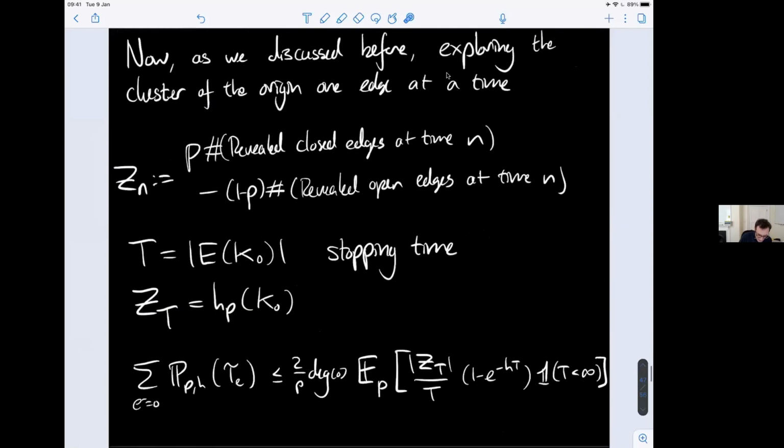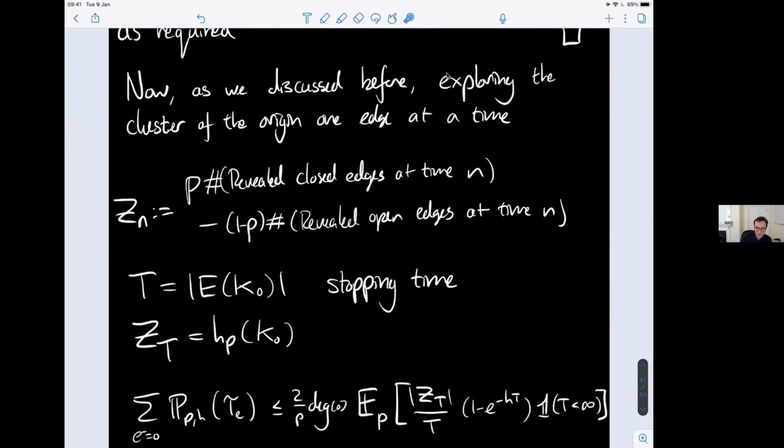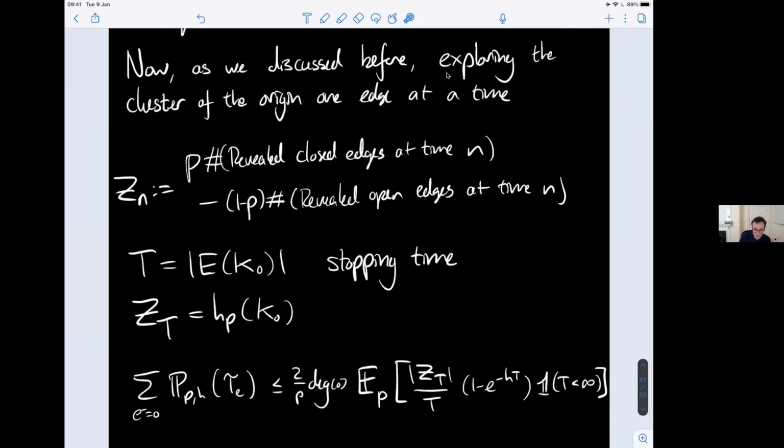Now we want to conclude the proof. We want to bound that expectation using martingale methods. As we discussed before, if you explore the cluster of the origin one edge at a time and keep track of the running version of this, where you have p times the number of revealed closed edges minus (1 minus p) times the number of revealed open edges, this is a martingale, and the time where you've explored the whole cluster is the stopping time. This might be infinite, but if it's finite, then it's finite.